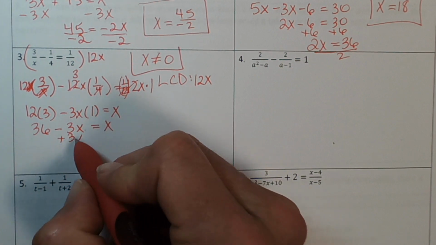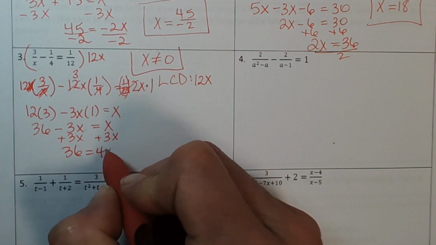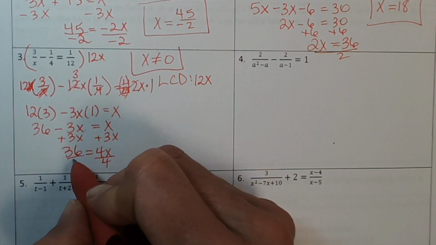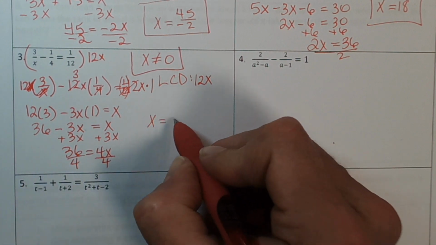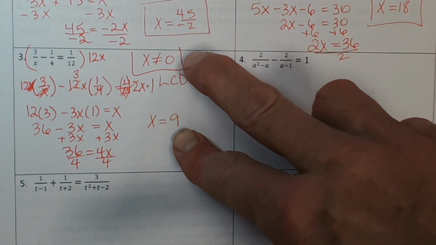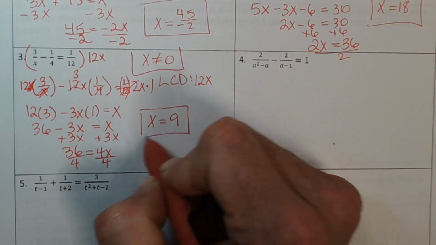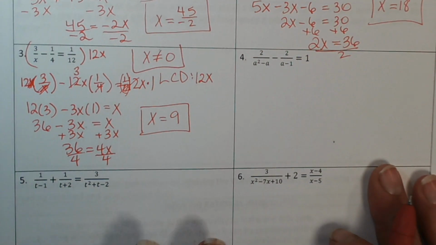Move my 3x over. 36 is equal to 4x. Divide both sides by 4. x is equal to 9. So again, we check our solution against our restriction. 9 is not 0, so 9 is a good solution.